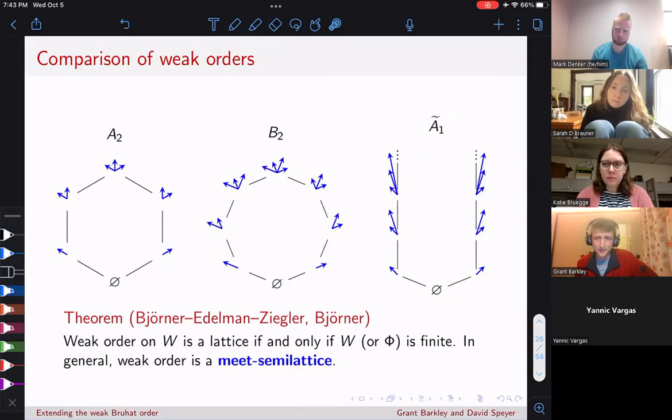Okay, so algebraically speaking, we would like to have a lattice. I predicted this before the talk. I'm starting to lose my voice. I apologize.